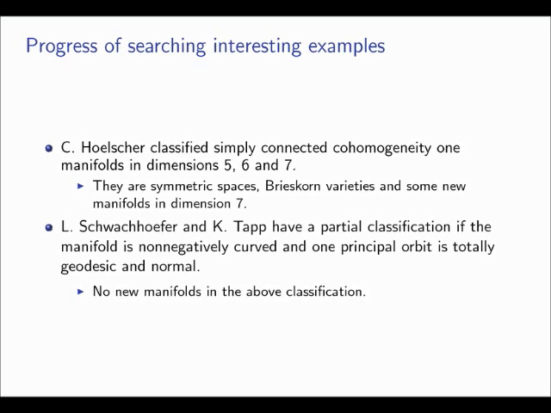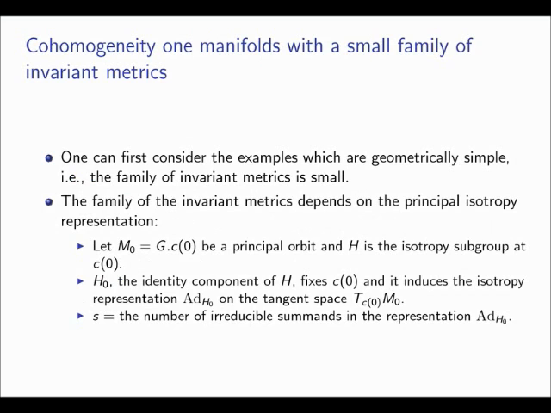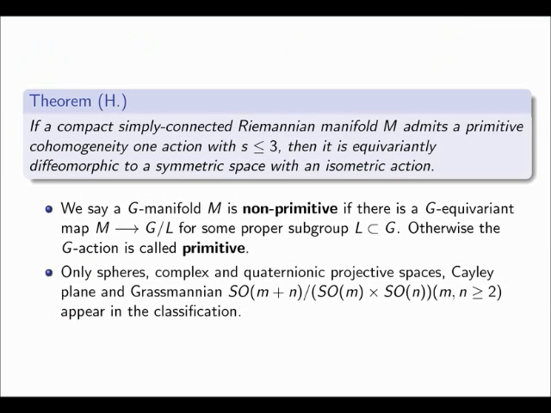There are classifications of cohomogeneity one manifolds. He classifies simply connected cohomogeneity one manifolds up to dimension 7, and also Schwachhöfer and Tuschmann give a partial classification if the manifold has some nice geometric properties. There is another classification.